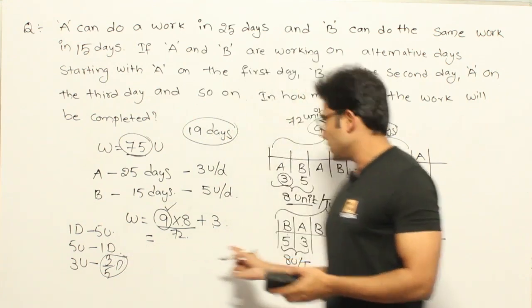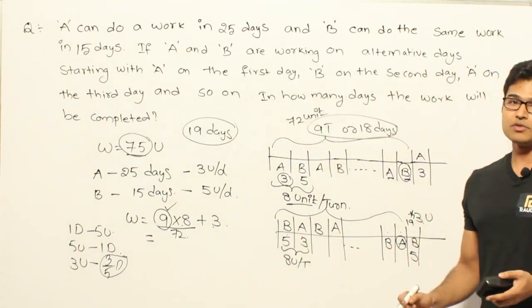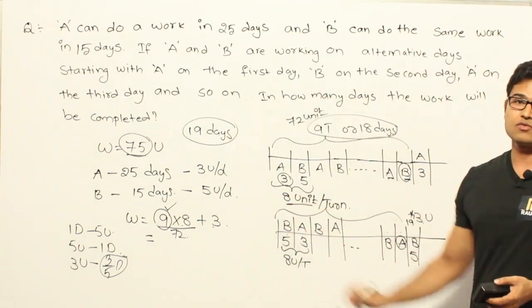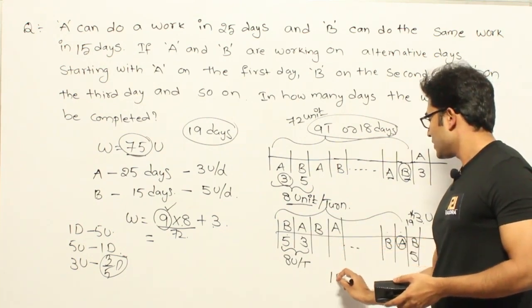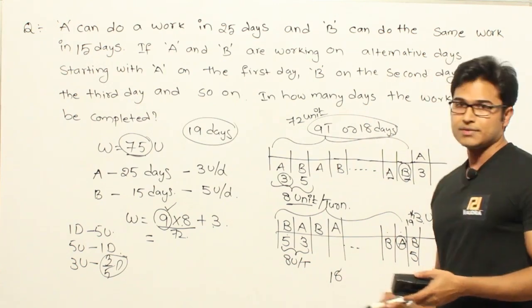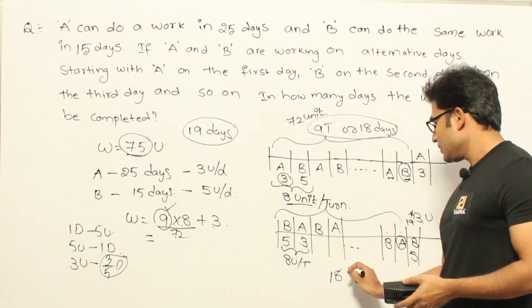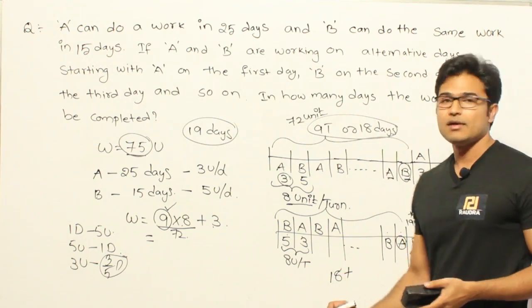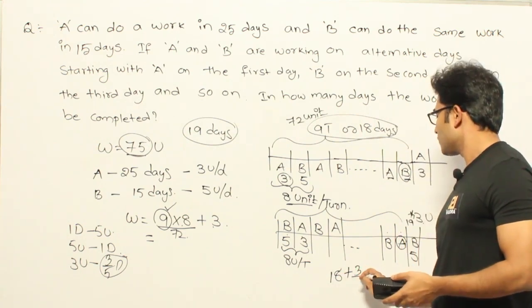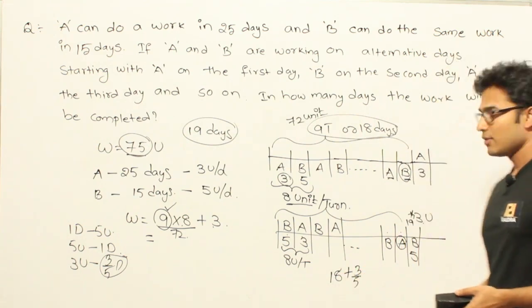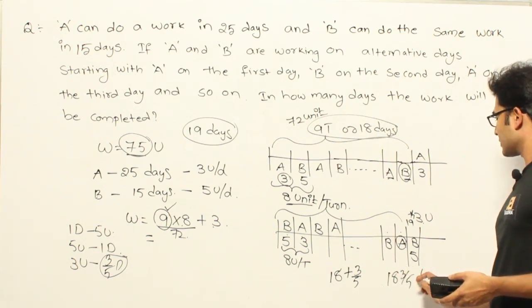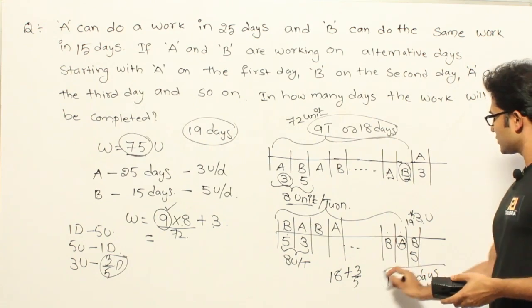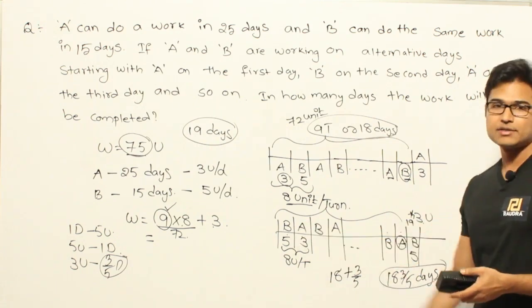Got it? If we change the sequence, the answer is going to change based on the capabilities of A and B. Got it? Therefore in this case 18 days are required for 9 turns, but then on the 19th day I don't need the full day, I just need 3 by 5th of the day. Got it? Therefore 18 3 by 5 days is the answer if the sequence would have been changed like this.